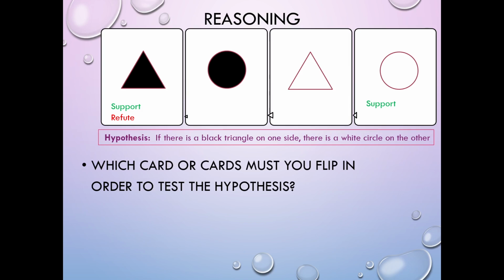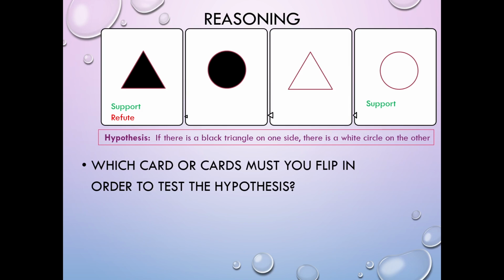have any ability to tell you whether your hypothesis is wrong. It has no ability to refute the hypothesis. If you flip over the white circle and find a white triangle, that doesn't really do anything about a hypothesis that predicts that if there's a black triangle on one side, there's a white circle on the other. Right? It doesn't say anything about what has to be on the other side of a white circle. It says what needs to be on the back of a black triangle.